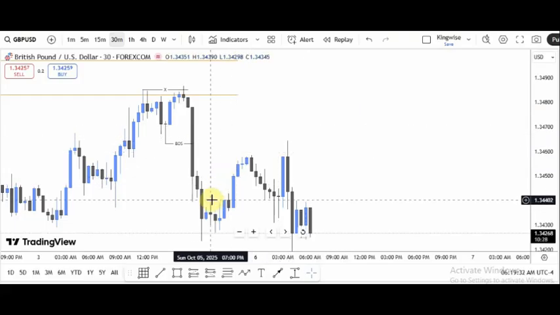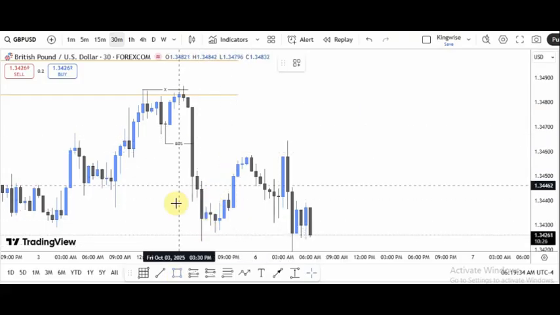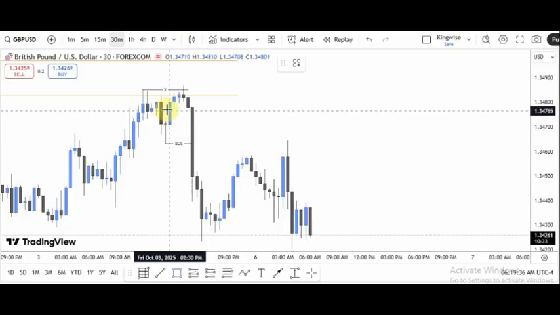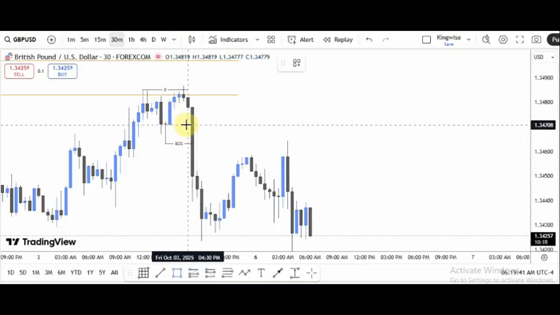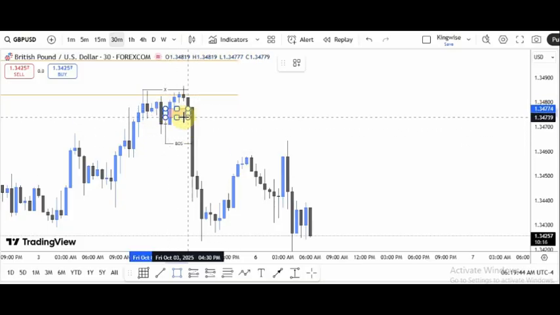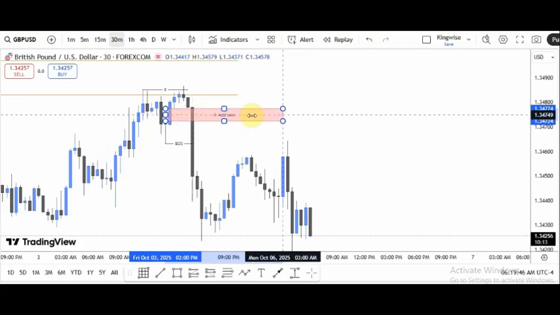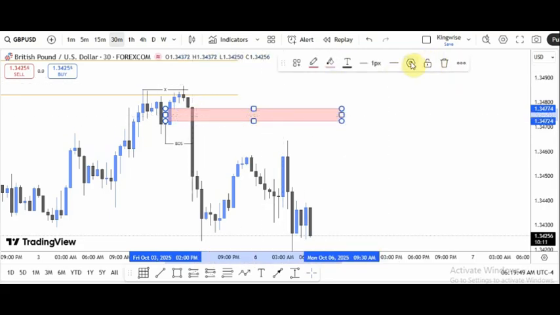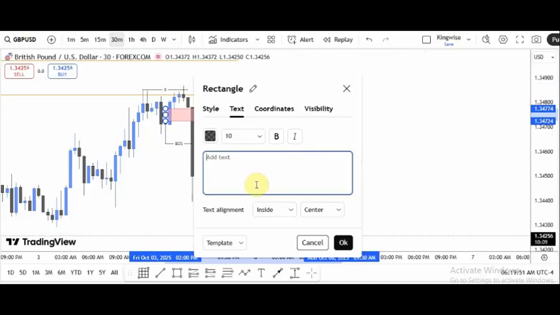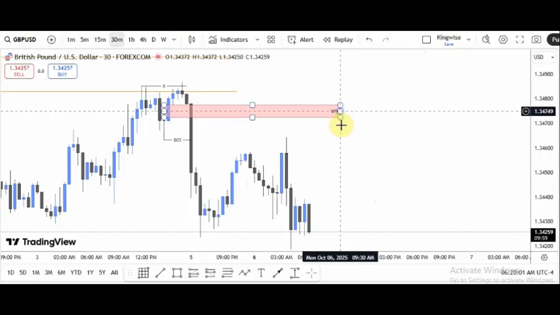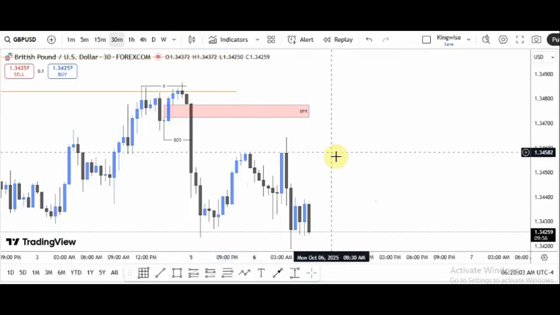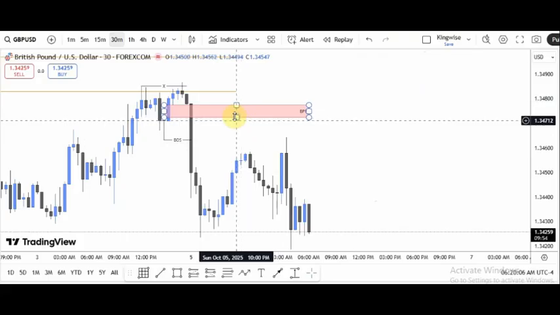Now, what are the things I can see here? I can see this is a fair value gap, which is an inverse fair value gap. This is another fair value gap. Now, there is a possibility of price coming back into it, and this is what we call balance price range. This is what we call balance price range. So price can decide to come into that zone and tap and move away from there.